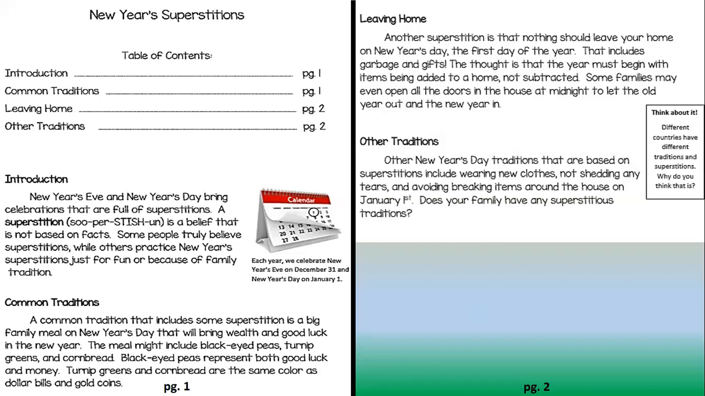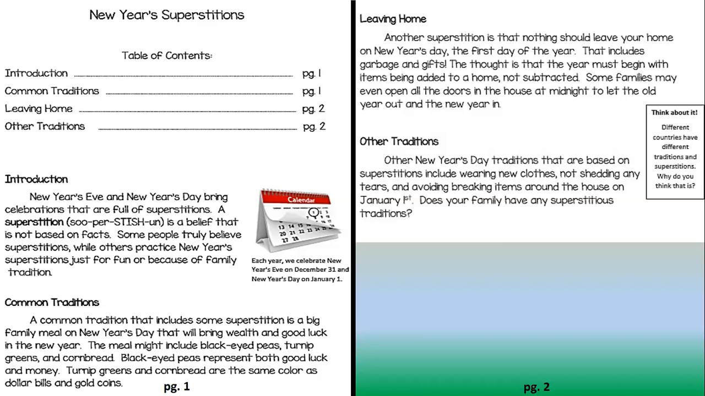New Year's Eve and New Year's Day bring celebrations that are full of superstitions. A superstition is a belief that is not based on facts. Some people truly believe superstitions, while others practice New Year's superstitions just for fun or because of family tradition. Off to the side, we have the picture of the calendar, and under the caption, it says, each year we celebrate New Year's Eve on December 31st and New Year's Day on January 1st.